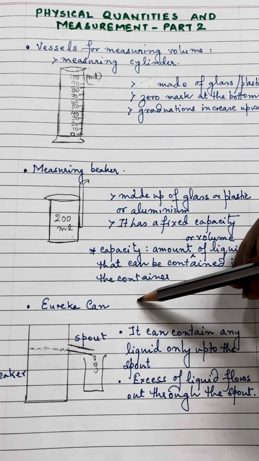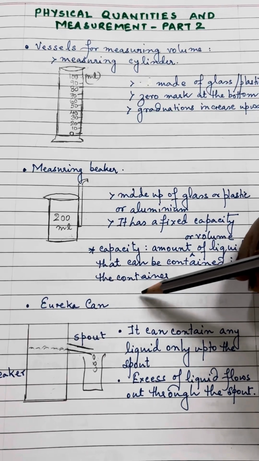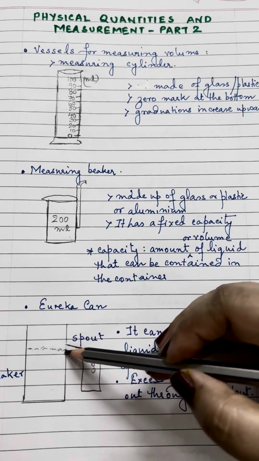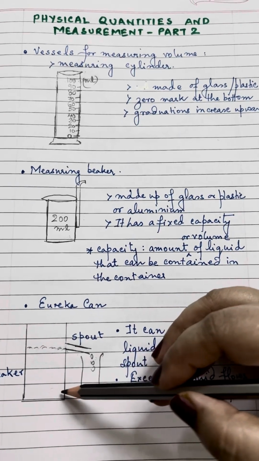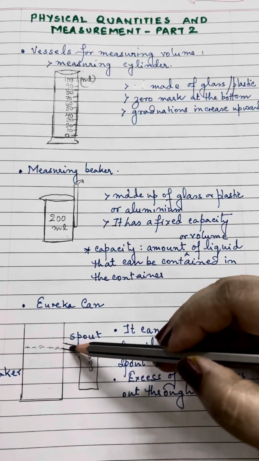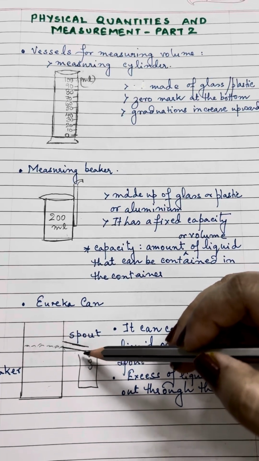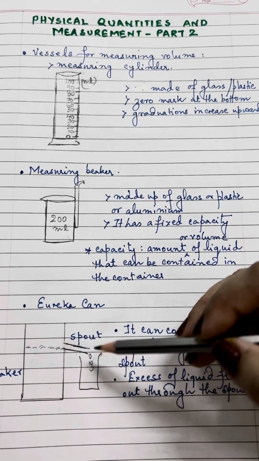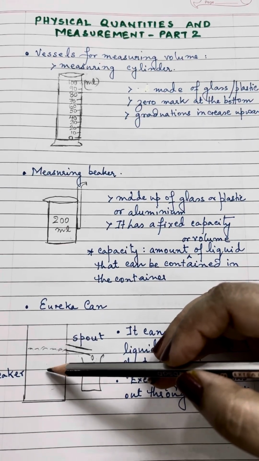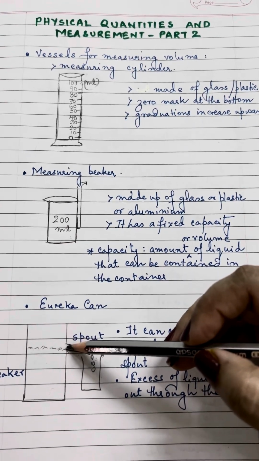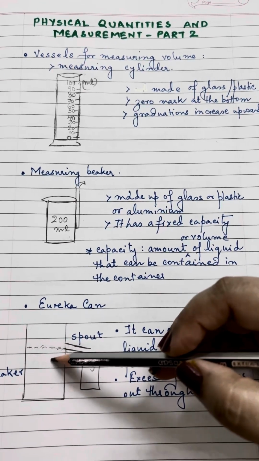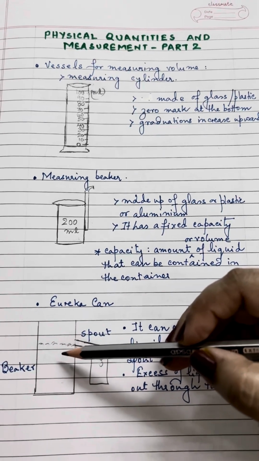Next is the Eureka can. Now Eureka can contains a liquid only up to the level of the spout. It is just like a beaker with a spout. Now spout is an outlet for the liquid to flow out and get contained in some other beaker. So if you pour some liquid over here, it will contain the liquid only up to the level of the spout. Beyond that, if any liquid is poured into this Eureka can, then what will happen?